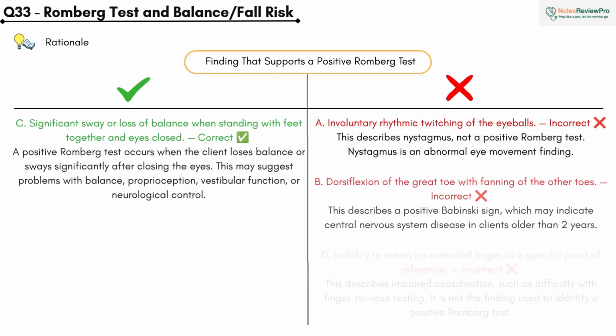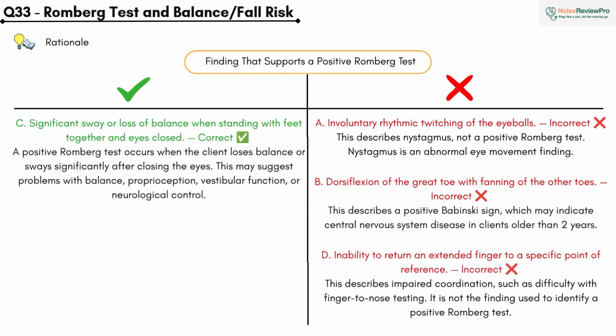All right, let's look at the rationale. A positive Romberg test occurs when the client loses balance or sways significantly after closing the eyes. This may suggest problems with balance, proprioception, vestibular function, or neurological control. Option A describes nystagmus, which is abnormal eye movement. Option B describes a positive Babinski sign, which may indicate central nervous system disease in clients older than 2 years.